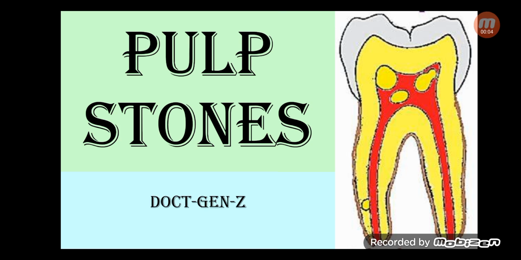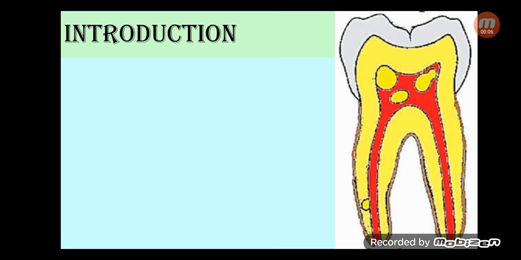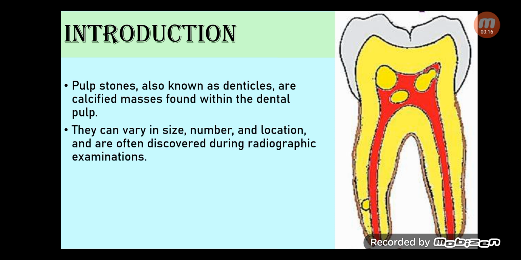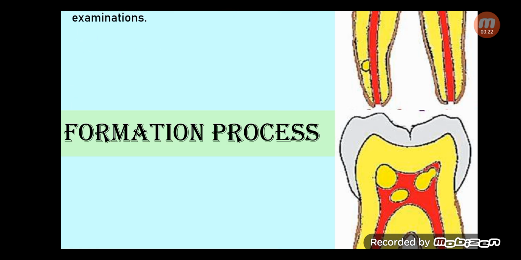Today we are going to talk about pulp stones. So let's start our topic. We will start our topic with introduction. Pulp stones, that are also known as denticles, are calcified masses found within the dental pulp. They can vary in size, number and location and are often discovered during radiographic examination.